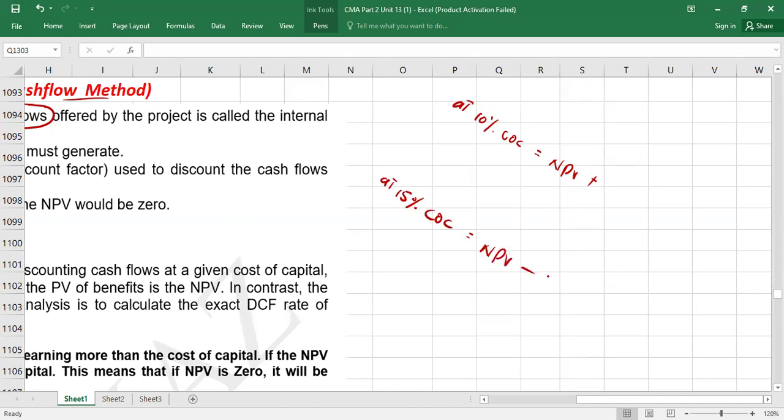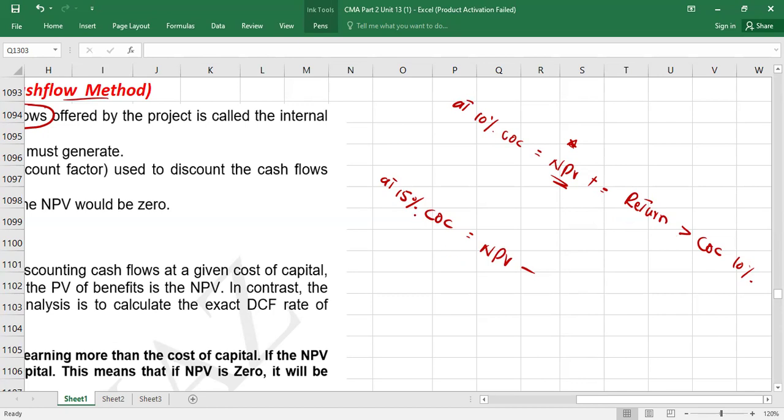Whenever our NPV is positive, positive NPV implies that our return is greater than cost of capital, which is 10% here, for example. So whenever NPV is positive, this statement you have to memorize: it always means that our return is greater than cost of capital, or simply the project's earning is more than cost of capital.